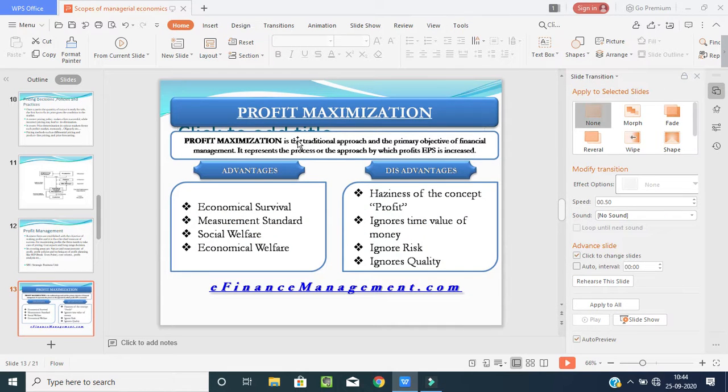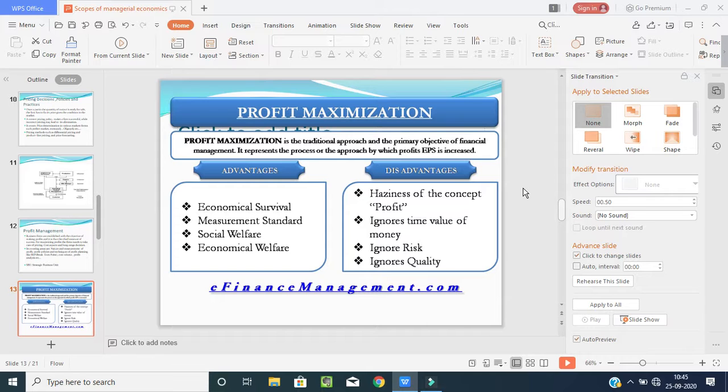Profit maximization is the traditional approach, where the primary objective of financial management is taking place. It represents the process of approaches by which profit and EPS are increased. Now, what are the advantages and disadvantages? These are the two approaches. The advantages are economic survival, measurement standardization, social welfare, and economic welfare. All these things are there.